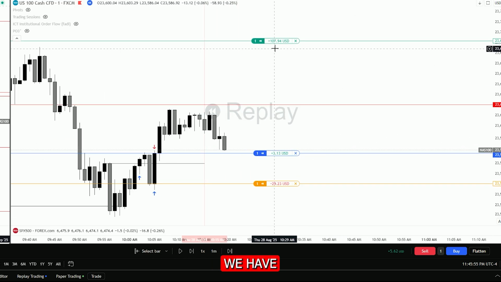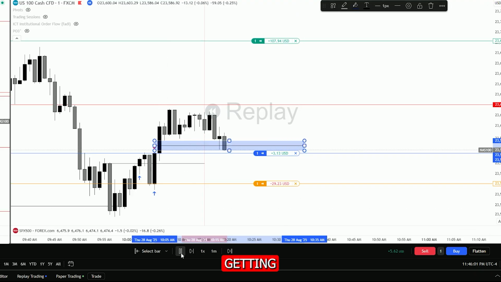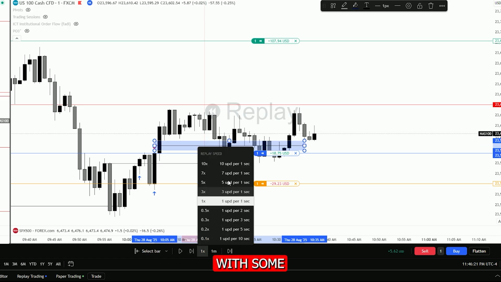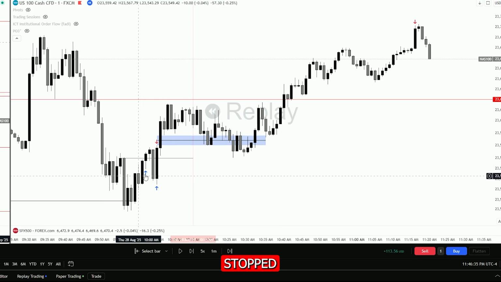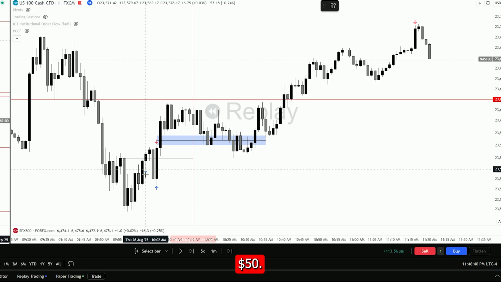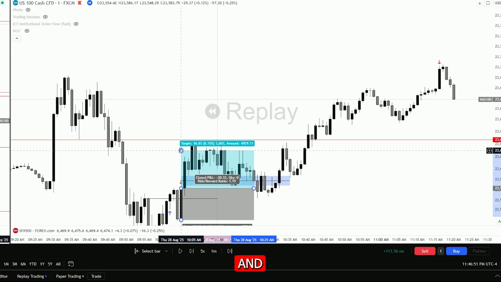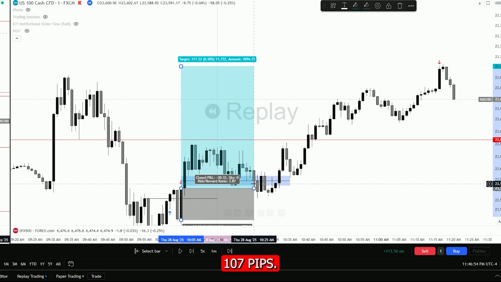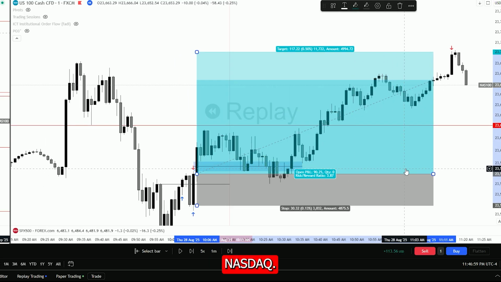Now you can see that we have formed a pure FVG over here, which is getting tapped by the market, and we are consolidating a little bit. Let me just quickly go with some 5x so that we can get something. Okay, let's say you got stopped out over here with 10 pips, or I'll say 20 pips. You got like a $50 stop over here. You entered again over here. You got your stops below this area, and you just got like 107 pips. So this is how I personally trade Nasdaq.